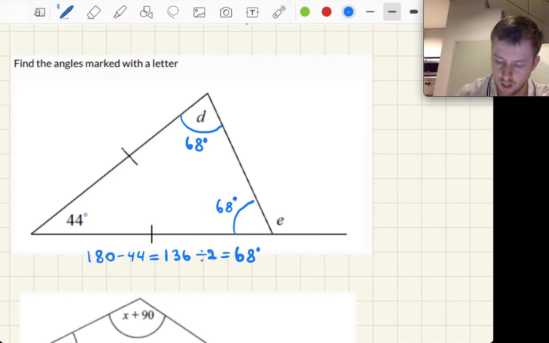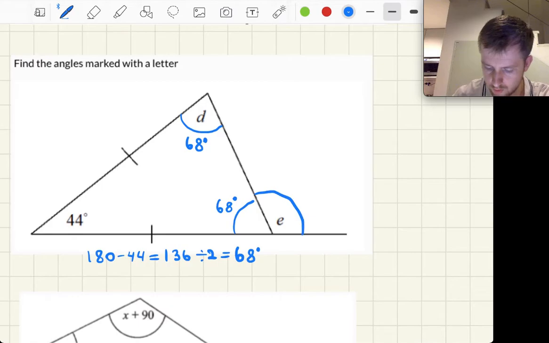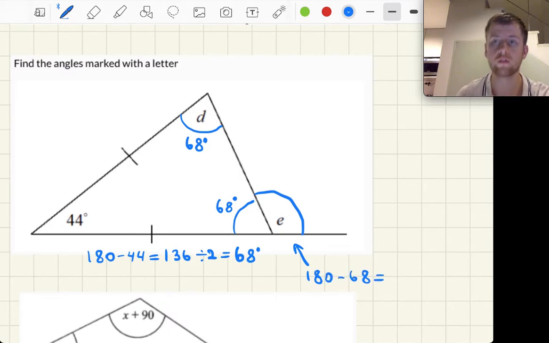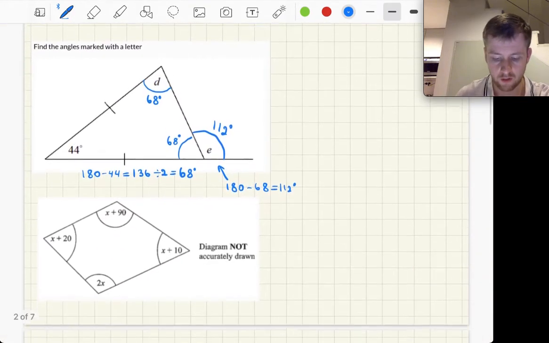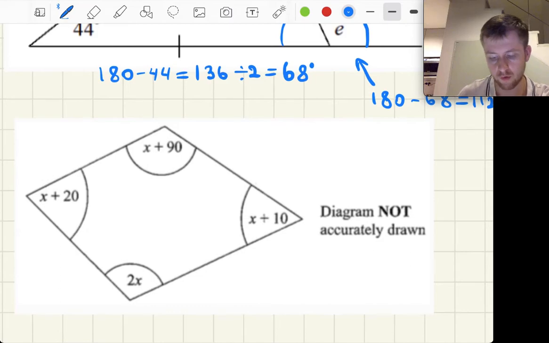So each one of these angles will be 68. And E is also quite easy to find. E is just going to be 180 minus 68, which is equal to 112. So E will be 112 degrees. That's it.